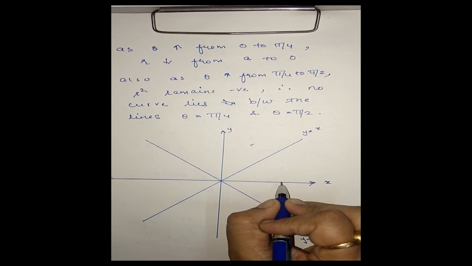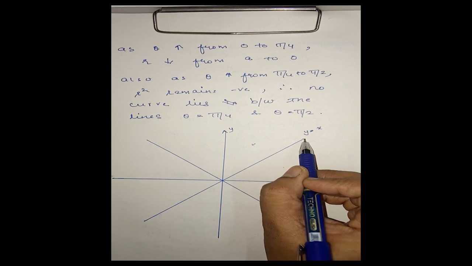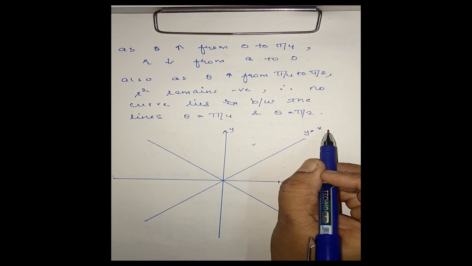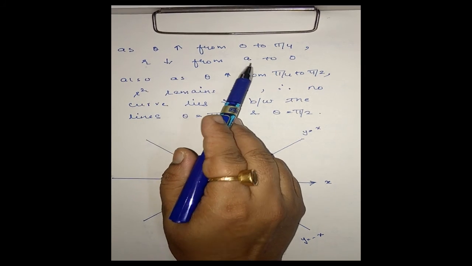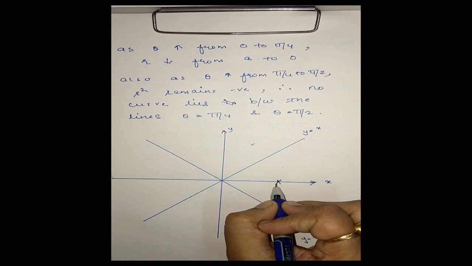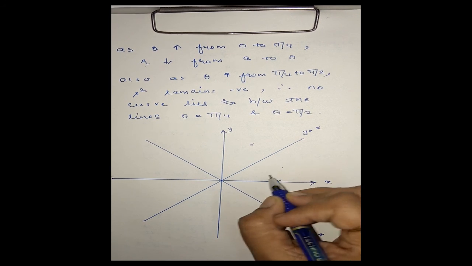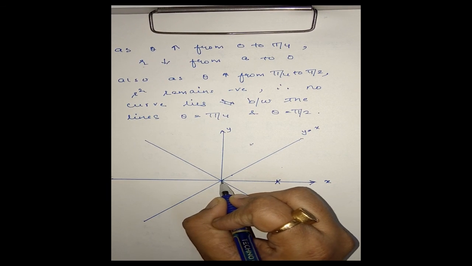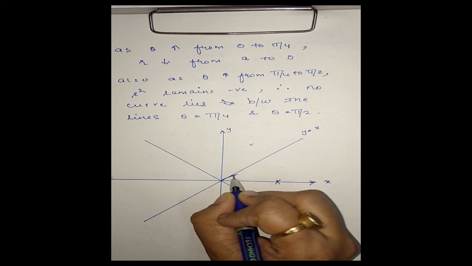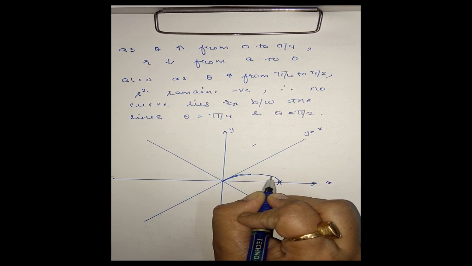Okay. If this is the point A, when theta increases from 0 to pi by 4, this is the line theta is equal to pi by 4, also y is equal to x. Then r decreases from A to 0. If I take here to be A, 30 degrees will be somewhere here, and at 30 degrees the r value is 0.98. Okay, and this is the tangent line. Therefore the shape of the curve is like this.